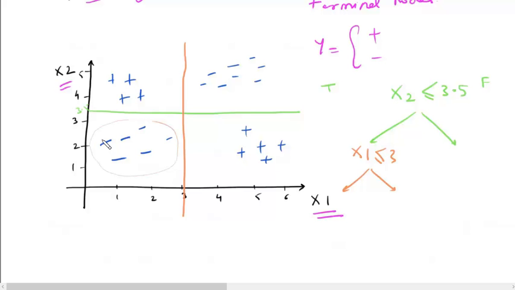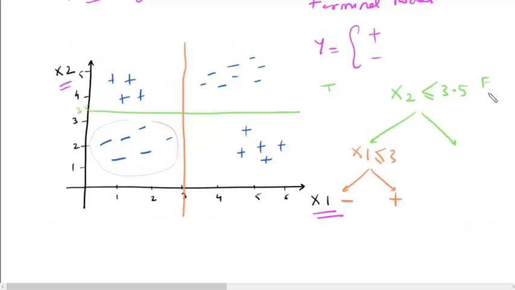Now you see we have a clear distinction between pluses and minuses. So I have only minus here, so I can write only minus here. And on this side I have just pluses, so I will write a plus here. So we are done with this entire area. So x2 is less than 3.5 true, we are done with that. We have correctly classified all the points in this area.